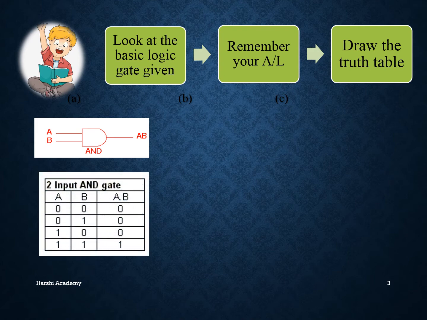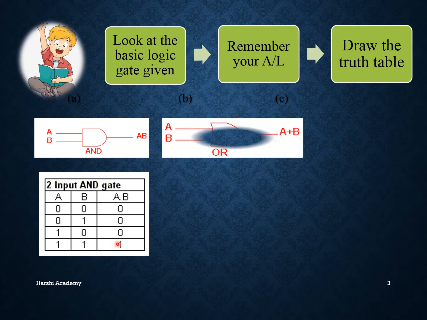This is the truth table for AND gate. You can see the output column. When both inputs are high, then output comes to high. In the logic gate, 1 represents high level, 0 represents low level.